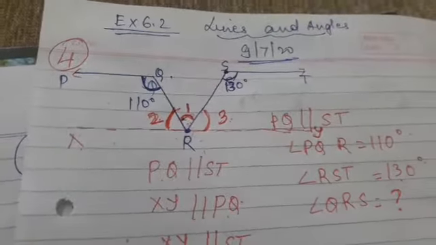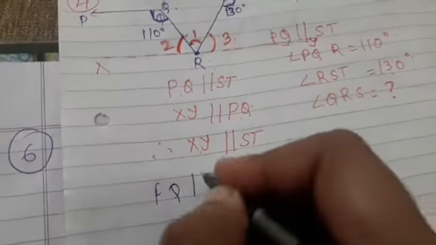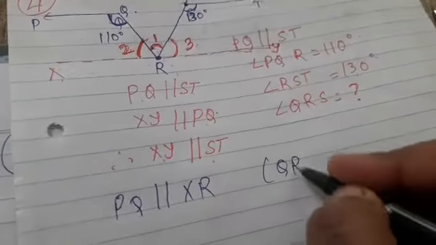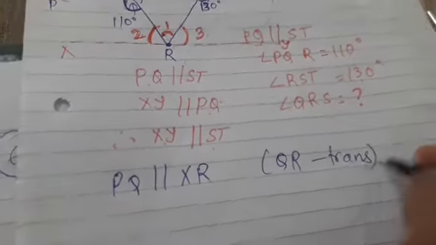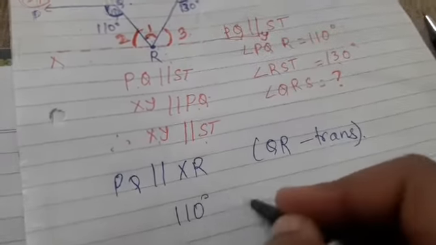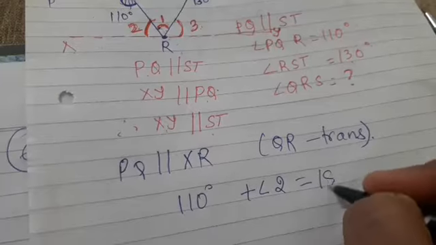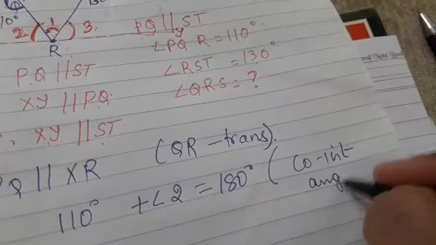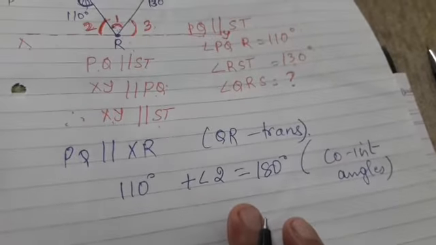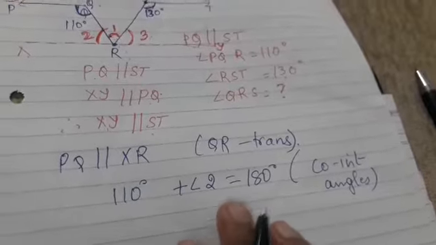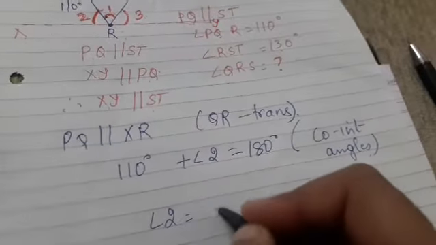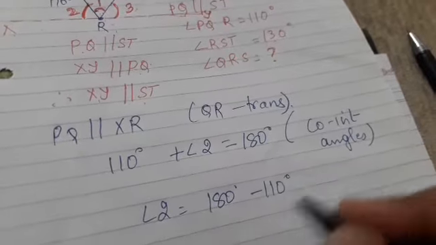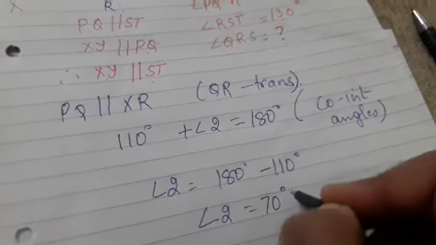Okay, so coming to the left side, as you can see PQ is parallel to XR, and what is a transversal here? QR is a transversal. We will write 110 degrees plus angle 2 will be equal to how much? 180 degrees. And the type of angles, these are co-interior angles, and they are supplementary. We have learned this property before. Angle 2 will be equal to 180 minus 110, and therefore angle 2 will be equal to 70 degrees. I hope this is clear to you, that this is angle 2 and this is 70 degrees.